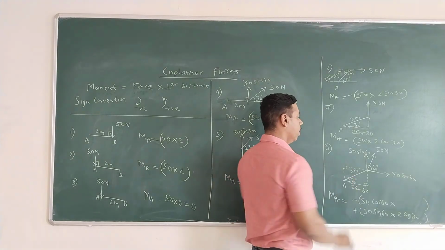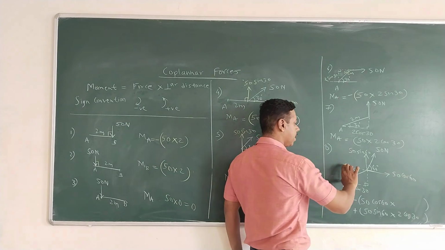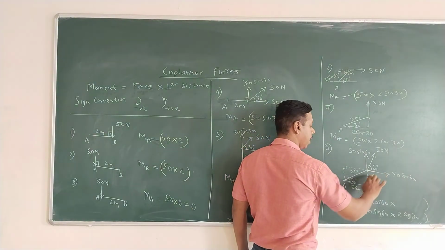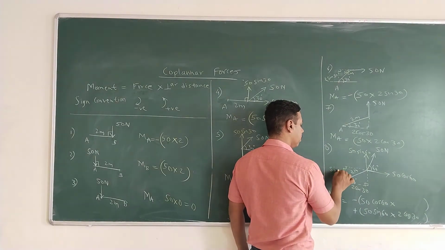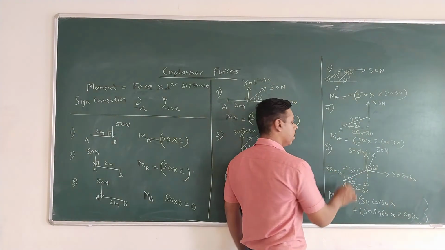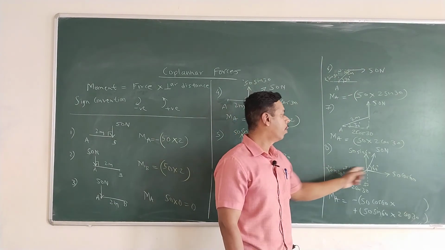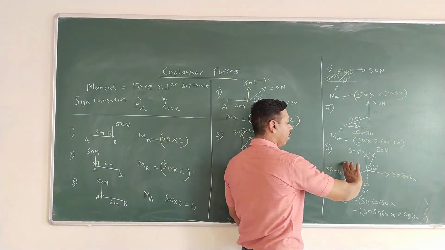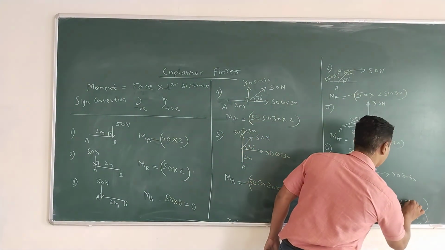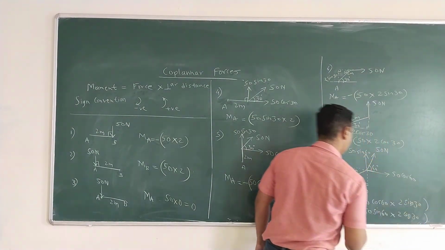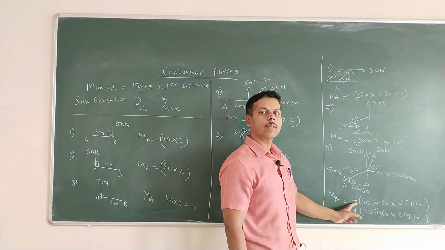50 cos 60 is the force, this is the perpendicular distance, and the side opposite to 30, these two sides are same, the side opposite to 30, opposite means sine times, hypotenuse into sine of that angle. So this side becomes 2 sin 30, the force is 50 cos 60, and this force is traveling in clockwise direction. Fixed finger is at A. So this is 2 sin 30, and it is going in clockwise direction, so the sign is negative.